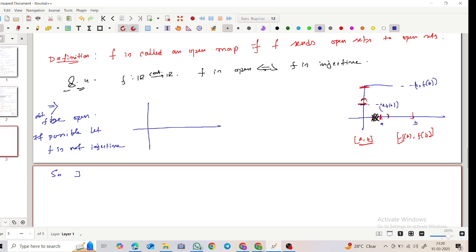So there exists x₀, or maybe I should write this: there exists a, b belongs to R such that a not equal to b and f(a) equals f(b), right? F is not injective, so there should exist such points.